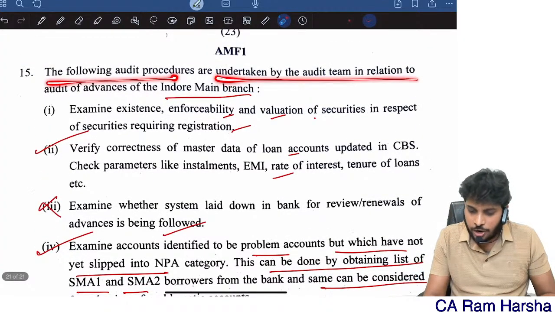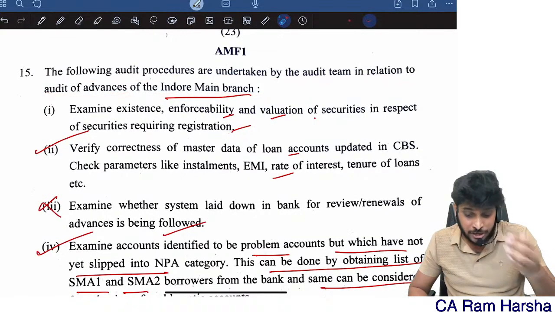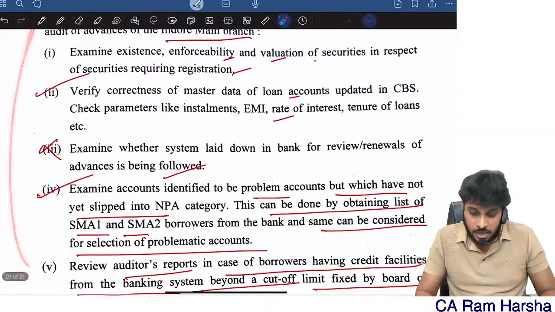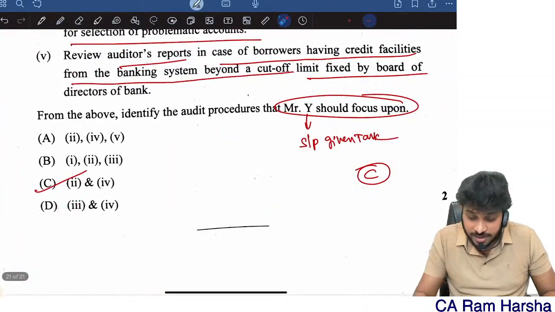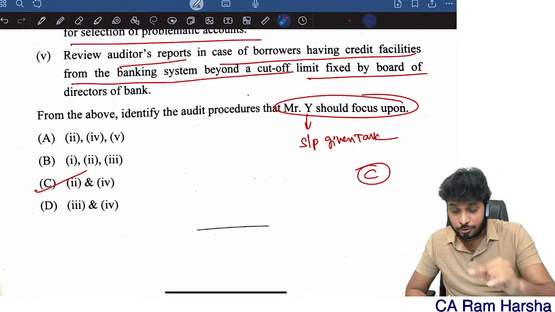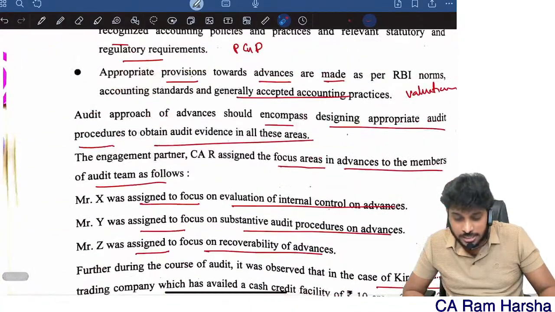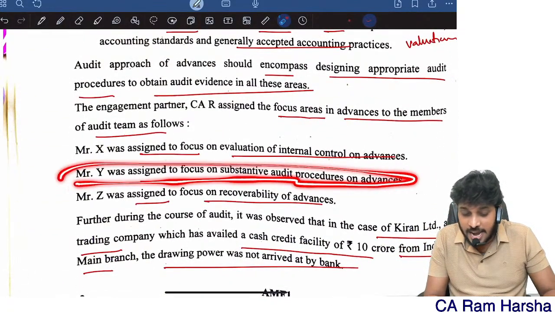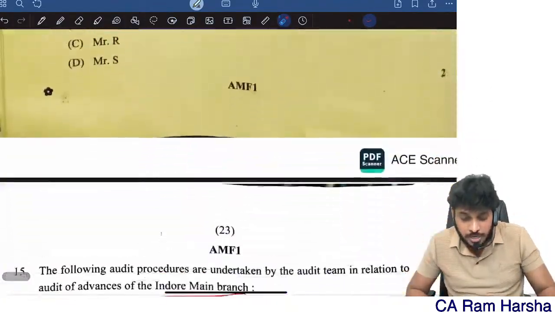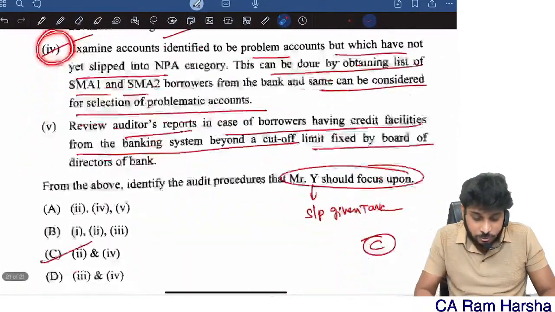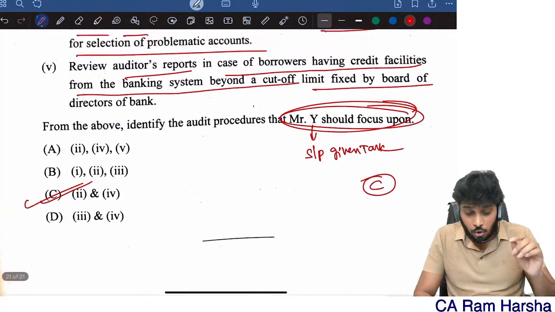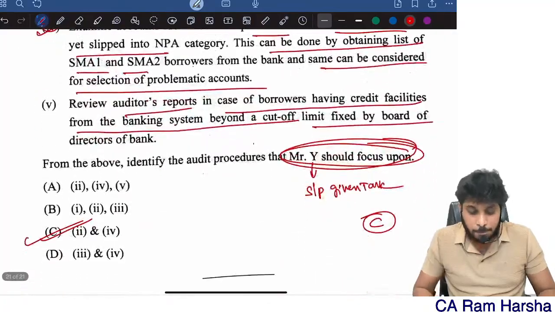Regarding which of the following audit procedures was undertaken in relation to the audit of advances of the Indore branch: they have done 5 procedures. Now look at the question very carefully. What should Mr. Y focus on, they're asking. Y was assigned substantive procedures on advances. He was only given substantive procedures. Only these 2 points will come under substantive procedures here. 2 and 4 only come under substantive procedures, since they're asking what Y should focus on.